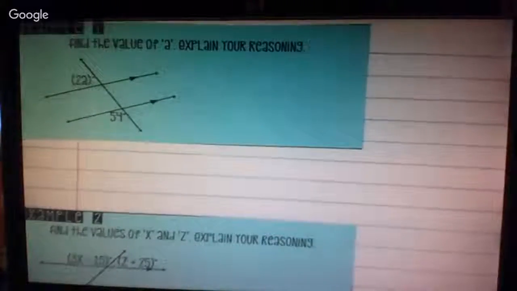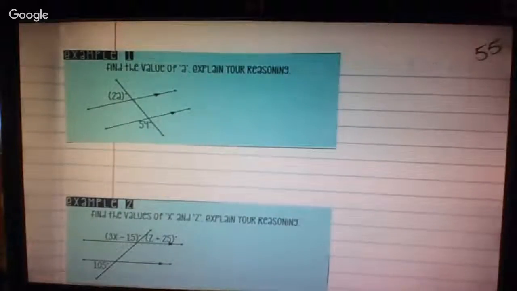All right. So, example number 1 says, find the value of A and explain your reasoning. When they say explain your reasoning, they want to know what kind of angles these are. How do you know how to set this up? So, I've got 2A and 54. What kind of angles are these?